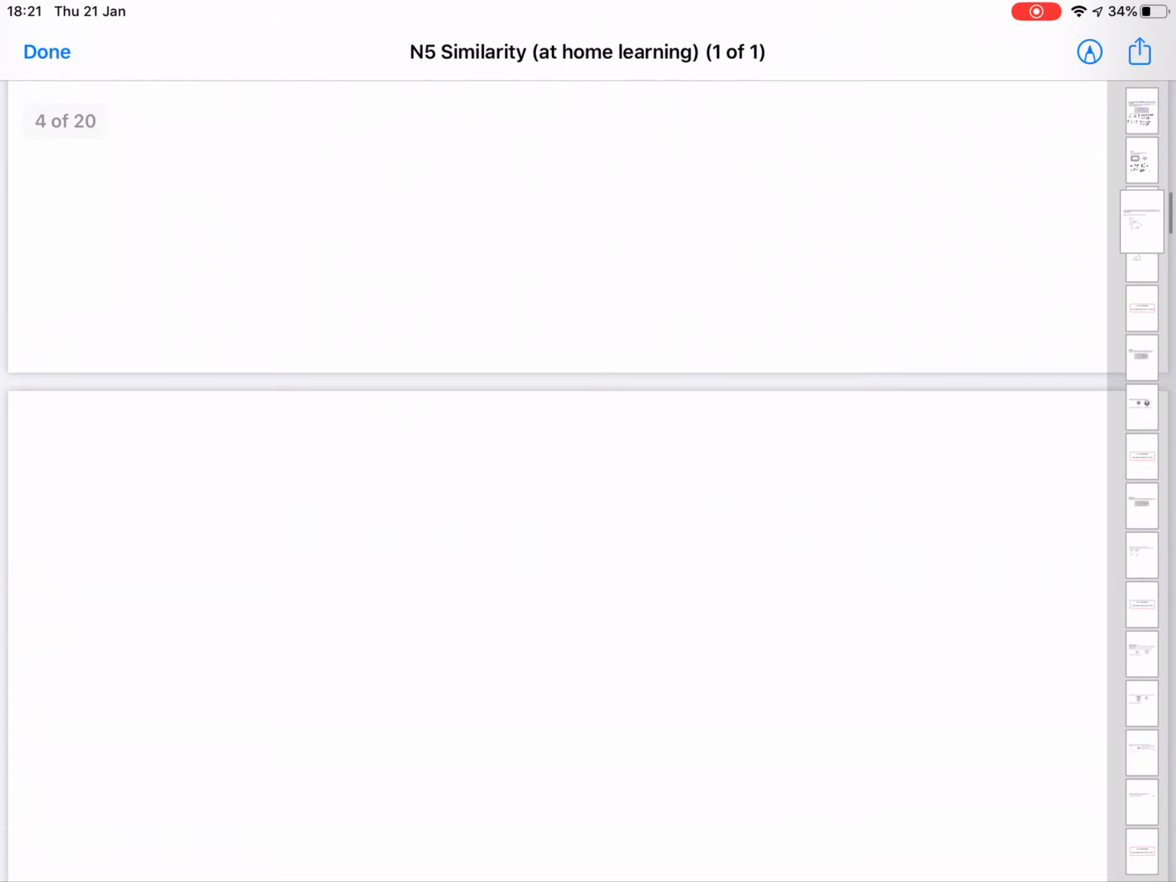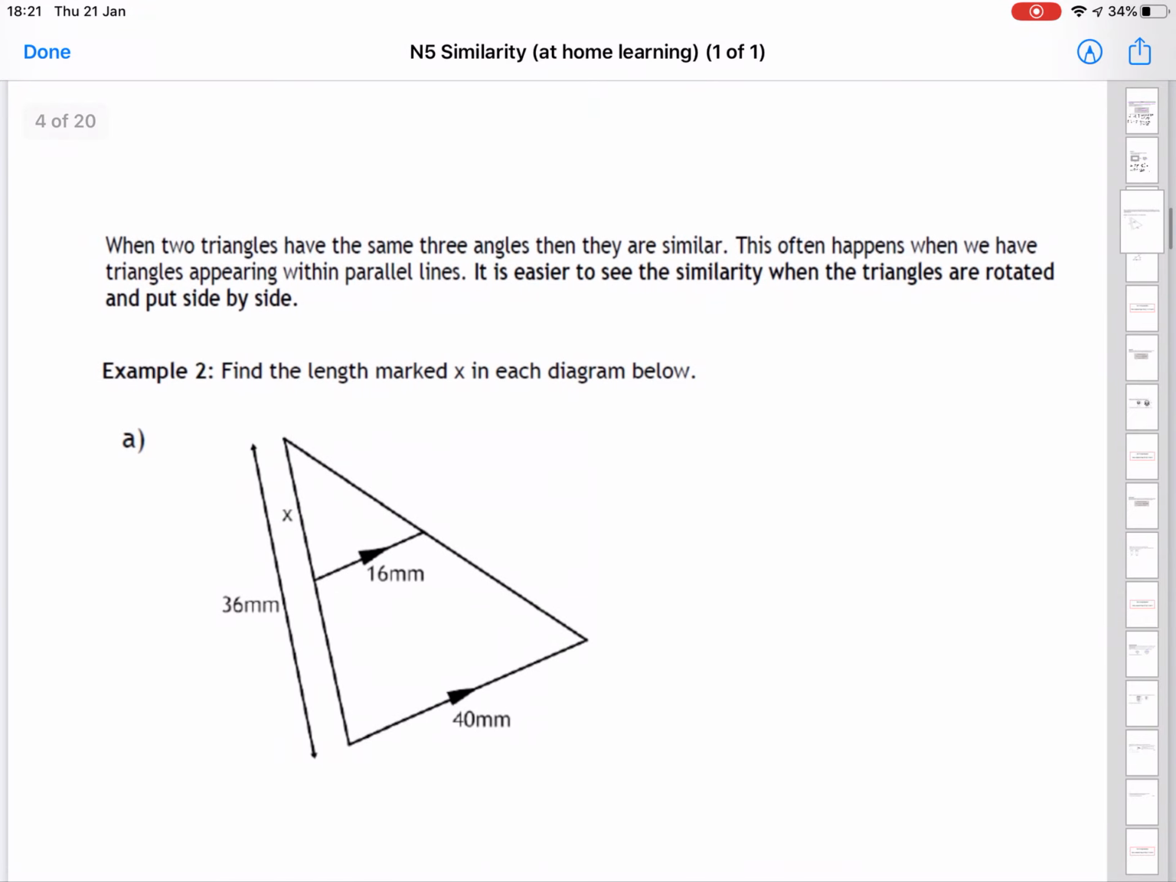So we have an extension to this where we have what's called similar triangles. Now, two triangles are said to be similar if all of the three angles are the same size. So we often have various types of diagrams for similar triangles. Sometimes we have triangles like the one you can see here, where we sort of have one on top of the other. And sometimes we have them in a sort of X shape that I'll show you in the next picture. So for example 2, we have find the length marked X in each diagram below.